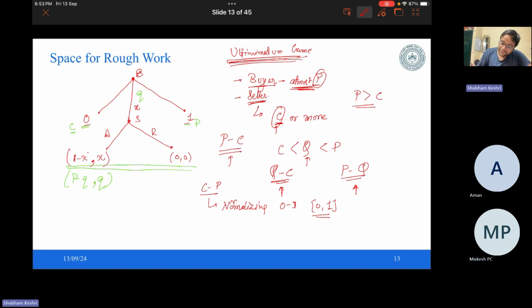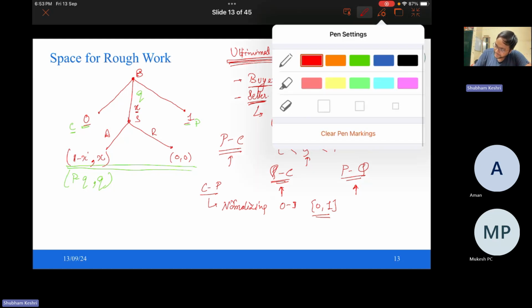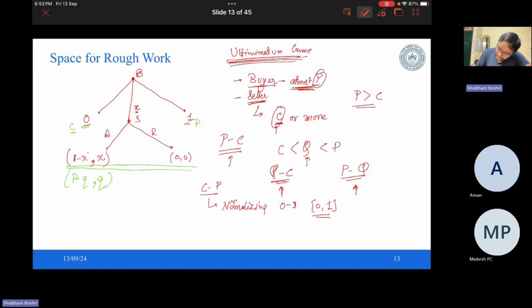This 0 to 1 is not a restriction. You can put any value and normalize it to 0, 1. Now we'll discuss the ultimatum game. You see this value of X. We'll not work with C, P, and Q right now, so I'll just erase it so that there is no confusion.